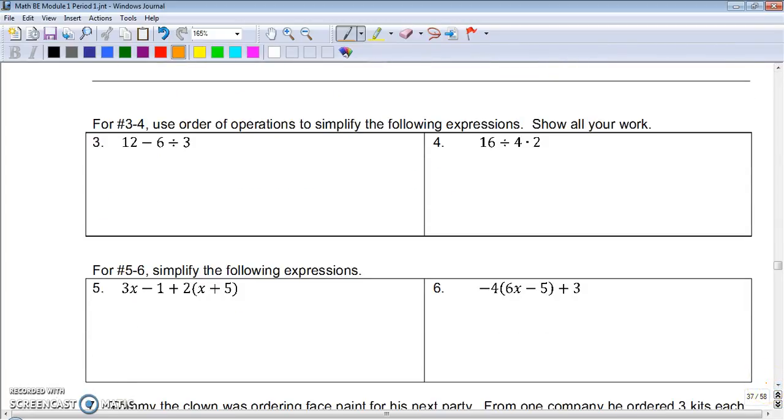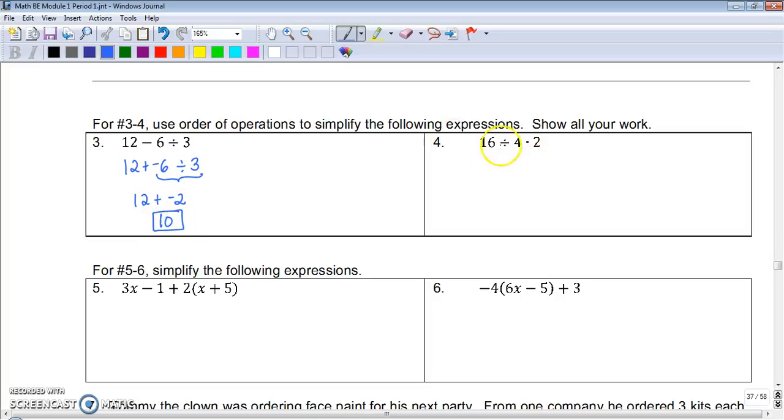3 and 4, we're going to do order of operations. Again, it's best to start with your sign change. Then look for the next step, which in this case is division. 6 divided by 3 is 2, and a negative divided by a positive is a negative. And then 12 plus negative 2 is 10.